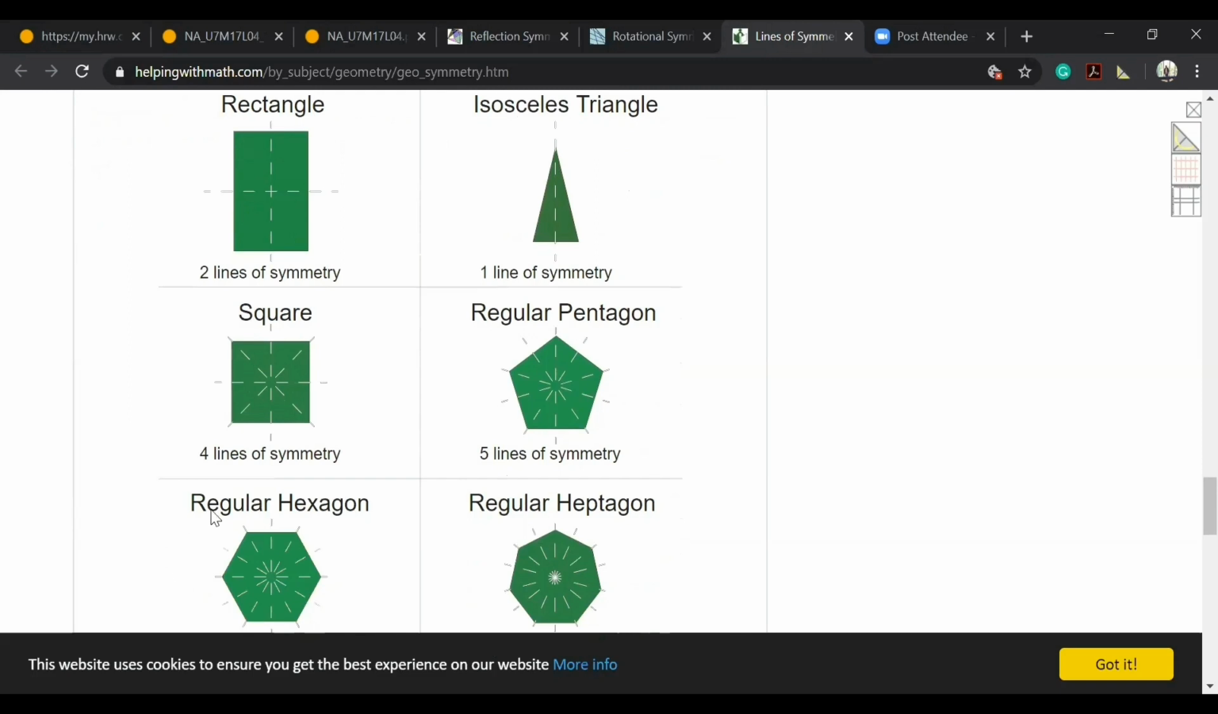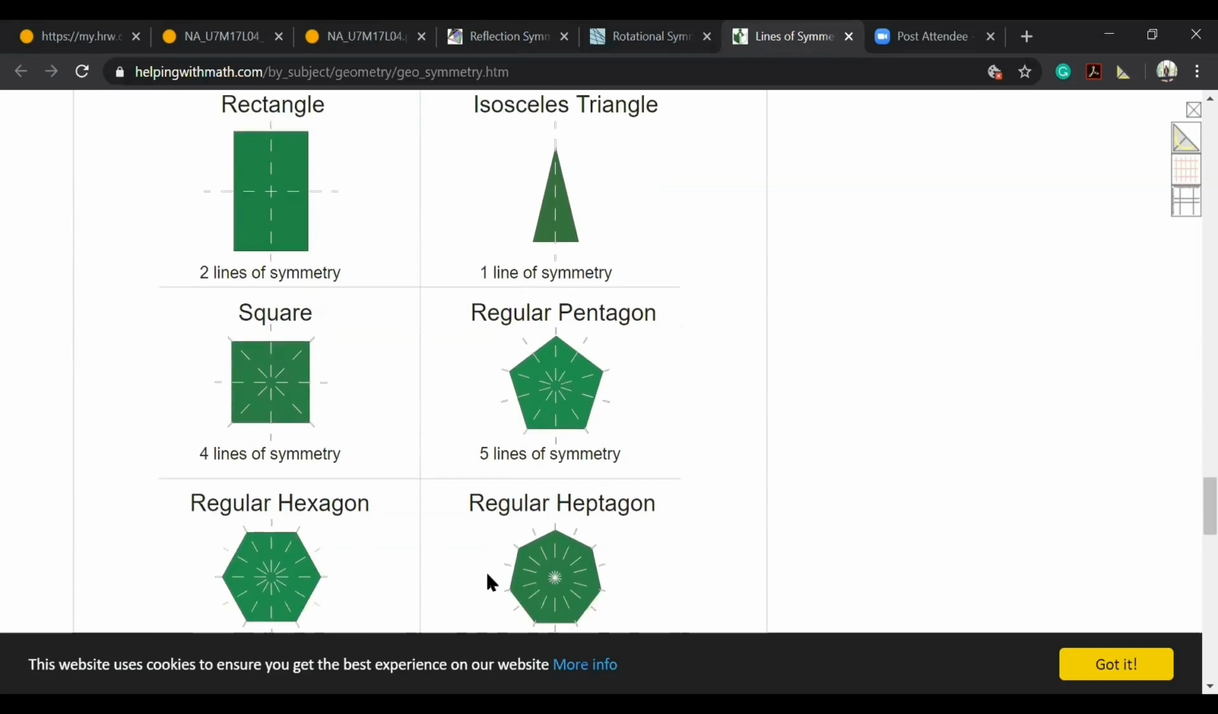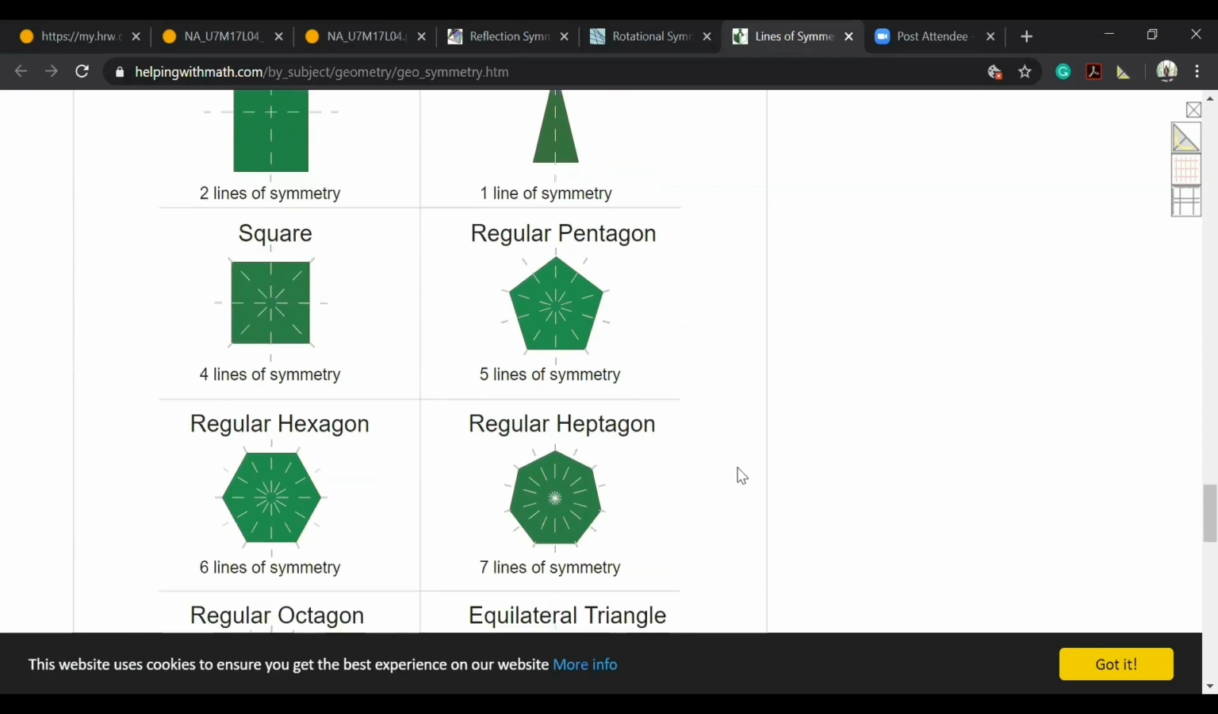Regular hexagon. What is hexa? Hexa means 6. So how many sides do I have? I have 6 sides. Since I have 6 sides, how many lines of symmetry? We have 6 lines of symmetry. Regular hepta. Hepta means what? Hepta means 7. So I have 7 sides, so I have 7 lines of symmetry.